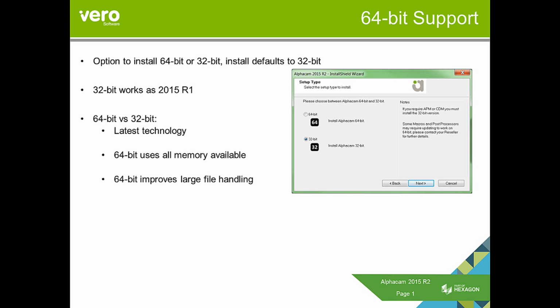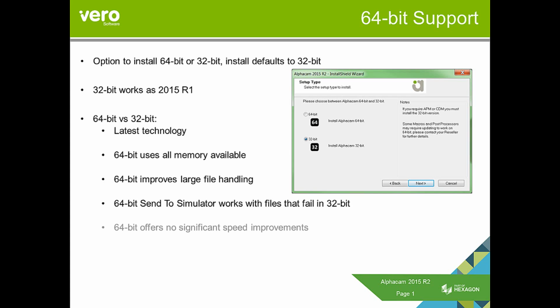64-bit improves large file handling, and parts that used to fail within the 32-bit simulator. Now, they would have failed because they'd have come up with out-of-memory messages. Well, because we are now able to access more memory, these parts will no longer fail. This doesn't mean that the system is going to work faster and produce tool paths faster for you. It just means that it will actually now be able to process them.